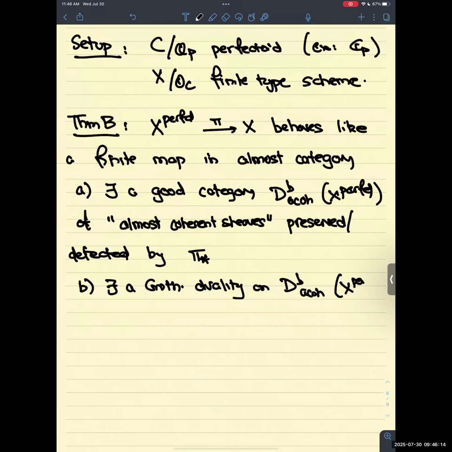So these almost coherent sheaves come equipped with an internal notion of Grothendieck duality, and it's compatible with pi lower star. So roughly, at the expense of living in this world of almost mathematics, you can pretend that X perfed is a finite scheme over X. Not too much is lost.